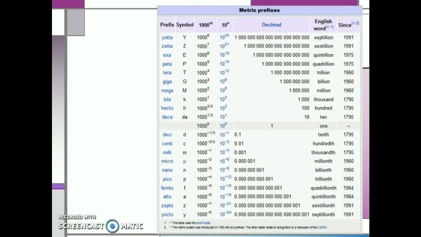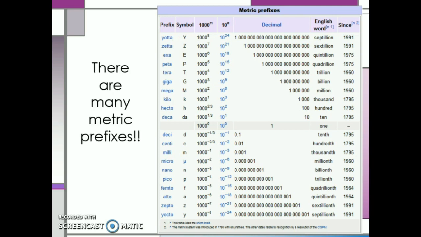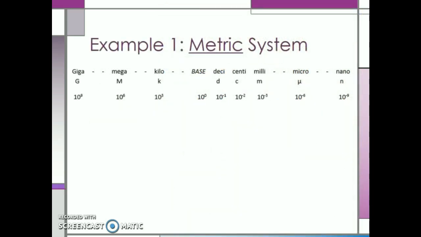In order to represent a quantity much larger or smaller than our base unit, we will use a prefix to distinguish how much larger or smaller it is from the base unit. As you can see from this table from Wikipedia, there are a lot of metric prefixes. Let's look at a few examples of how we can convert units in the metric system.